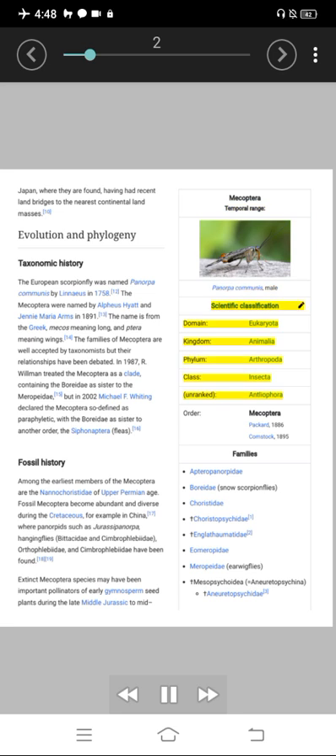Scientific classification. Domain, Eukaryota. Kingdom, Animalia. Phylum, Arthropoda. Class, Insecta. Unranked, Antliophora. Order, Mecoptera. Packard, 1886, Comstock, 1895. Families. Apteropanorpidae.